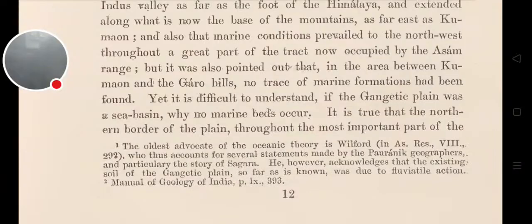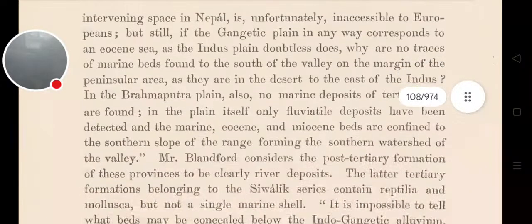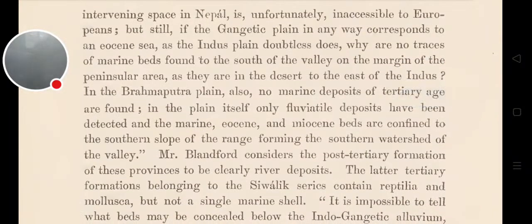But it was also pointed out that in the area between Kumaon and the Garo hills, no trace of marine formations had been found. Yet it is difficult to understand, if the Gangetic plain was a sea basin, why no marine beds occur. It is true that the northern border of the plain, throughout the most important part of the intervening space in Nepal, is unfortunately inaccessible to Europeans.